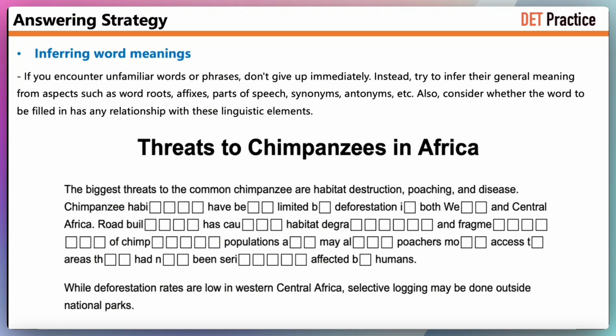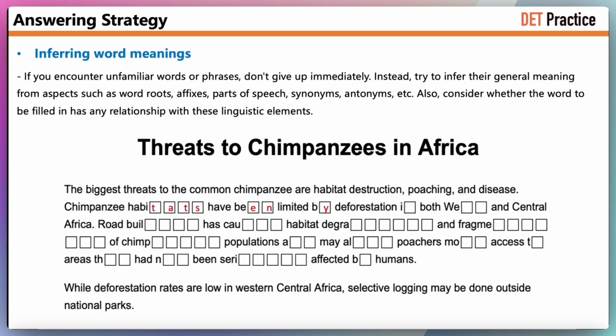The first word to fill in comes after chimpanzee and starts with habi. Is it in the article? Yes, it's in the first sentence, habitat. From have that follows, we can deduce it should be plural, habitats. What comes after have? We see limited, but habitats can't actively perform an action, right? So this should be in passive voice, and it's in the present perfect tense, indicating a result or consequence. Therefore, we fill in been. After limited, it should be by.